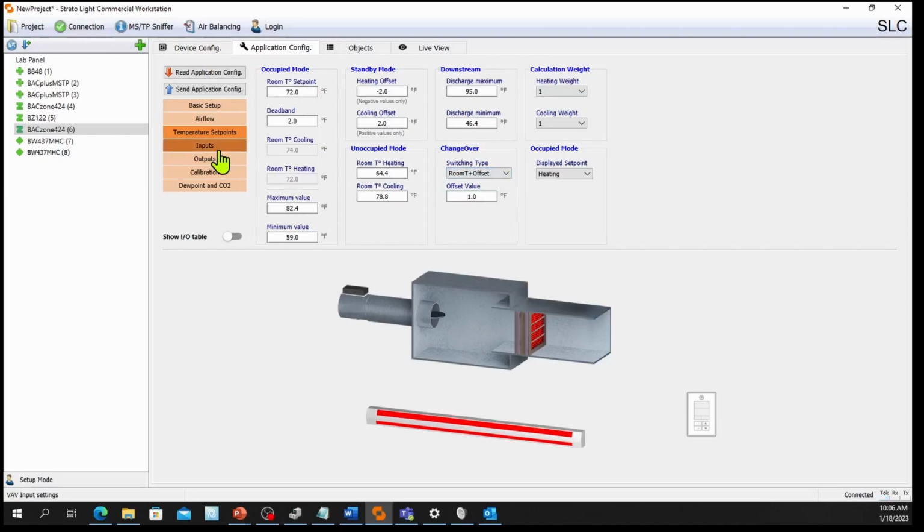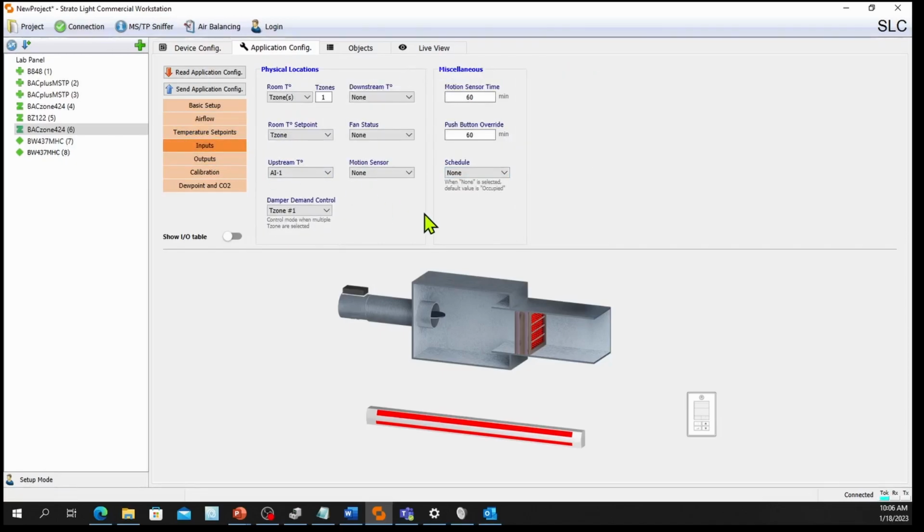Let's look at the inputs. The room temp is usually a T-zone if you have one installed. Otherwise, it will be an analog input or external. Upstream and downstream can be external or analog inputs.